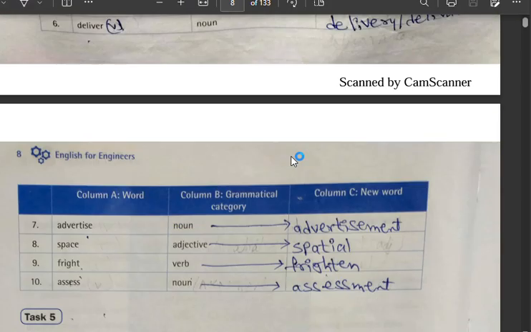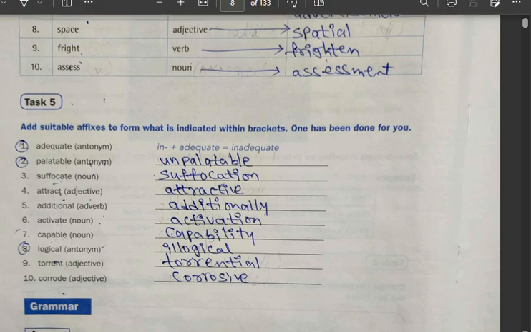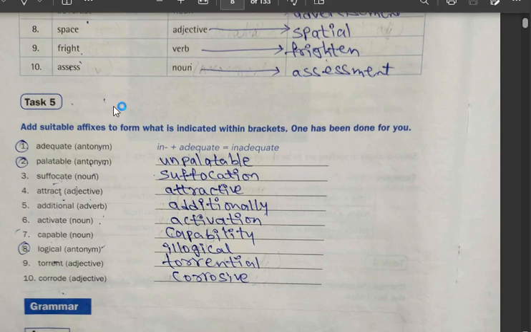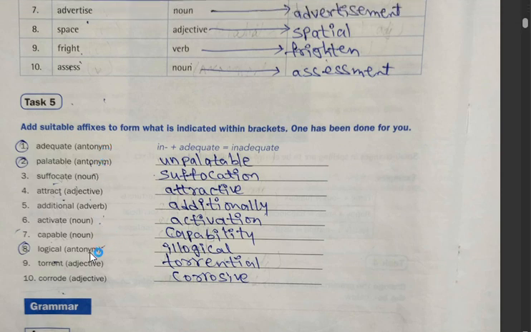Okay, yes. So next, Task 5. Add suitable affixes to form what is indicated within the brackets. One has been done for you. Depending upon the hints, they have given some hints in brackets. By using that hint, we have to convert the particular word. Now let's see. One is given for you: adequate. The meaning is like it's not good enough, something similar to that.